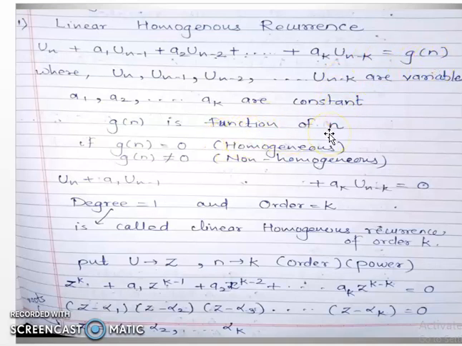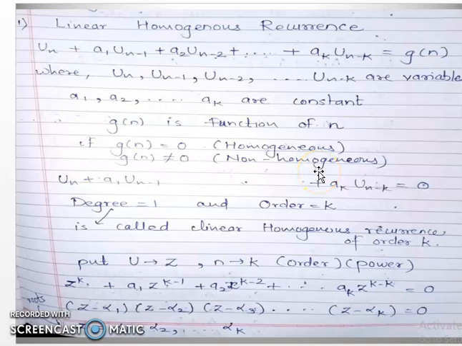How do we check whether the given recurrence relation equation is homogeneous or non-homogeneous? If the function value, that is g of n, is equal to 0, then the given equation is a homogeneous equation. And if g of n, the function of n, is not equal to 0, meaning any number like 1, 2, 3, then this equation is called a non-homogeneous recurrence relation equation.